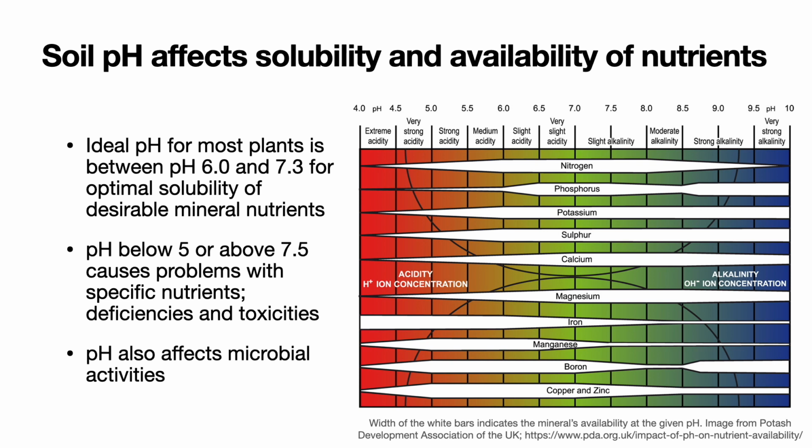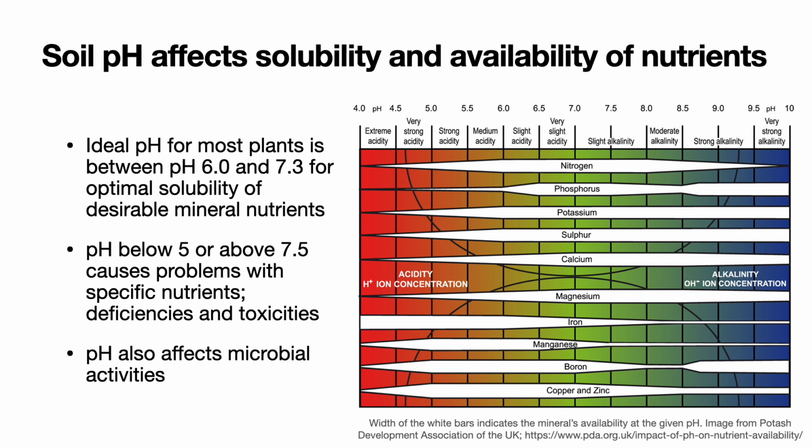The ideal pH for most plants, and again, this is for most plants, there are exceptions to the rule. There are plants that are adapted to high pH soils and plants that are adapted to acidic soils. But most plants thrive and do well between the pH of 6 and 7.3 because this provides the optimum solubility for all of the mineral elements that are needed by the plant. If you get below pH 5, then you can run into some other issues, as you'll see here in a moment.